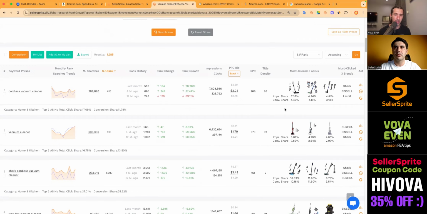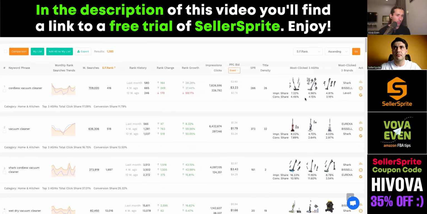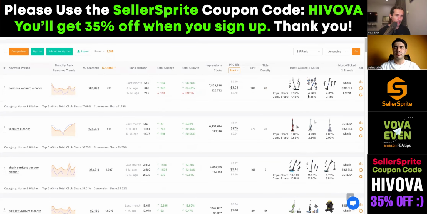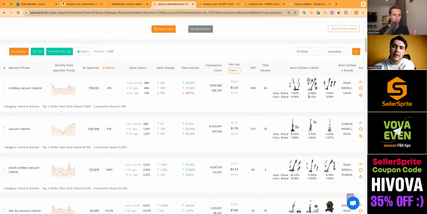So impression share means these three products got about 16% of the total impressions of that keyword. That means 16% went to the top three listings. The rest of the searches went to the rest of the products that we don't see, only the top three. And conversion share, they got about 12% of the sales, right?